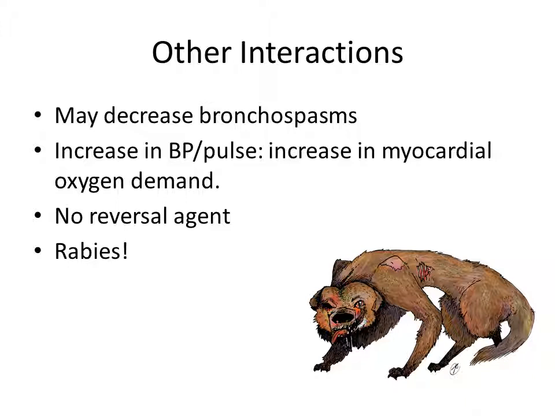There are a few other interactions to be aware of when using ketamine, and plenty of good trivia to be included as well. Ketamine may decrease bronchospasms, and because of this, it is a preferred induction agent if you are intubating or RSIing a severe asthma patient. As we talked about a couple slides ago, there is an increase in blood pressure and pulse, there is a consequent increase in myocardial oxygen demand. Monitor the patient, and ketamine should be administered with caution in any patient that has a cardiac history.